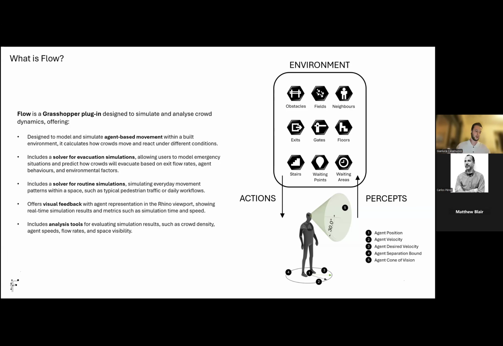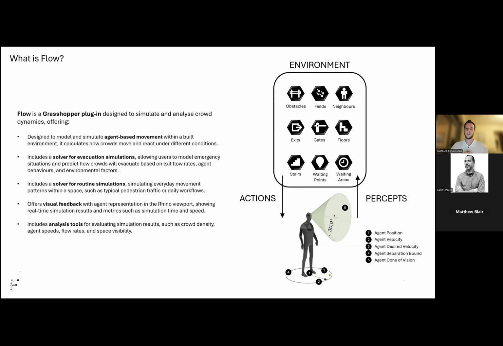So Flow is based on a multi-agent system mechanism. This means that each agent, each person in the simulation, is a standalone entity which takes decisions based on this feedback loop between agent and environment. With environment, I mean all the parameters which can be constructed in Flow, like gates, obstacles, neighbors, waiting areas, waiting points. And in each iteration, the agent gets some feedback from this environment and can react based on this feedback.